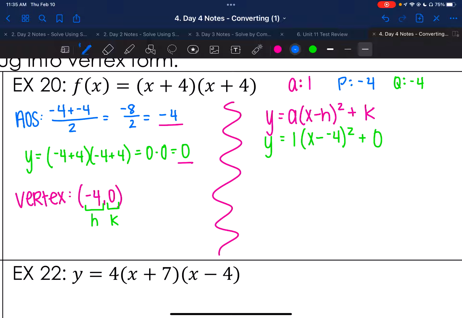We write this to get rid of some extra steps. So 1's out front, minus a negative turns into a positive. And then you don't have to write the plus 0 on the outside. You can just leave your equation as is.